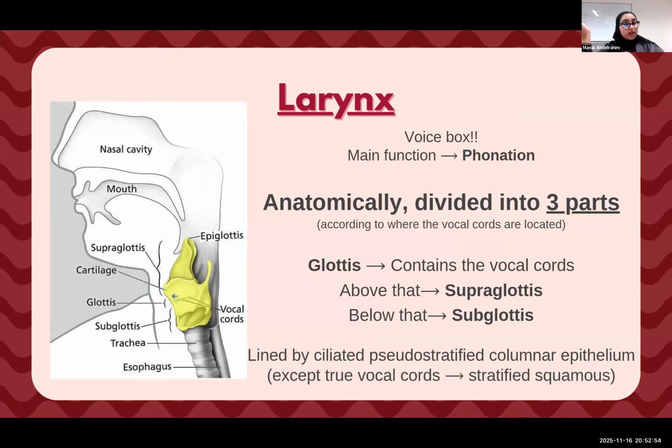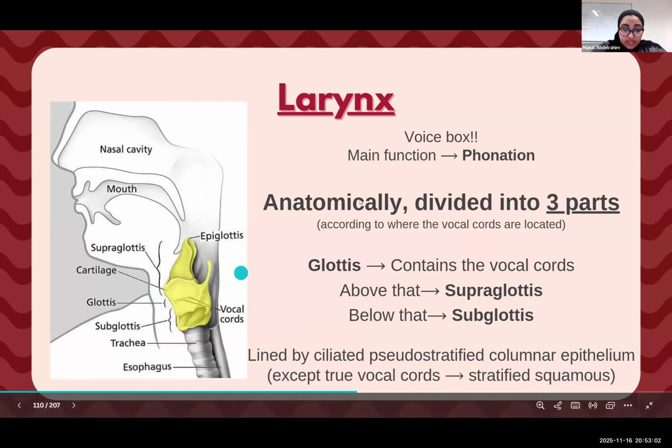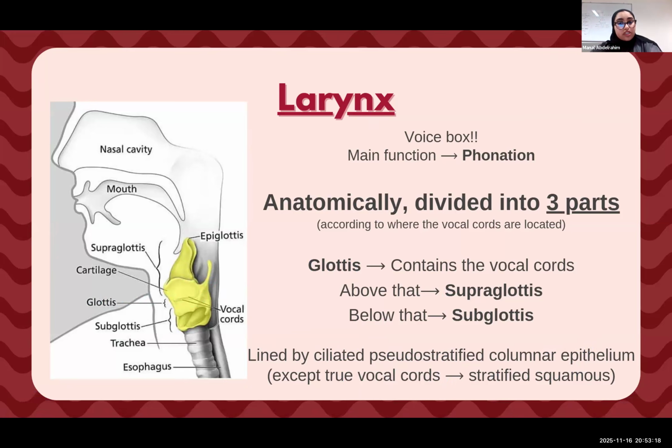So anything above this glottis is in the supraglottis. Anything below the glottis is subglottis. And the larynx is lined with ciliated pseudostratified columnar epithelium, with the only exception being the true vocal cords. We'll talk about true vocal cords in a minute. These are going to be lined with stratified squamous. This was mentioned in your lab manual under larynx, but it wasn't mentioned in the histo section, so I thought I'd include it here.